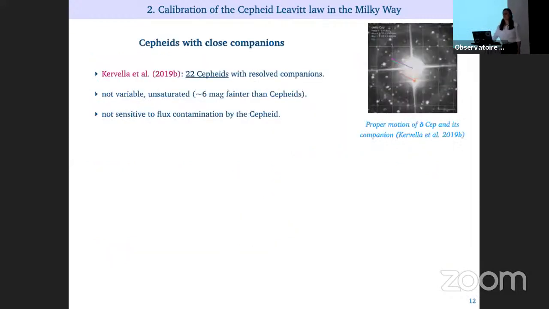A first idea was to find close companions among the sample of Kervella 2019. I selected 22 candidates of Cepheids with resolved companions. They are not variable, they are not saturated, and also they are not sensitive to the flux of the Cepheids.